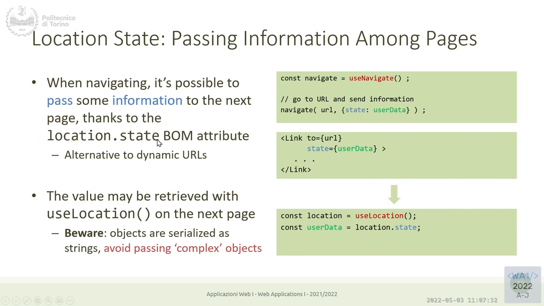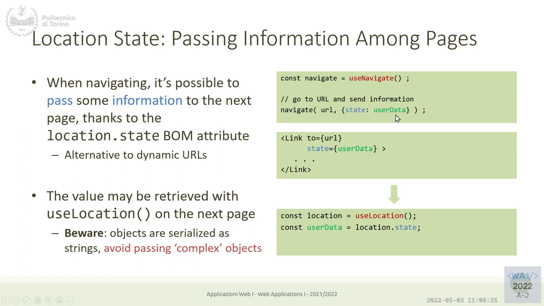Location.state is an object in the BOM. Remember the BOM and DOM we saw at the beginning. The BOM is the browser object model, so the objects made available by the browser. Location is one of these, window.location. Location has a sub-property which is called state. So what you could do is, when you navigate, you are creating a new location object, and you can attach a state to this location object. And this state can be queried by the receiving page. So for example, when you use navigate, the first parameter is the address, of course, but you can pass a second parameter, an object, with an attribute state and some data.